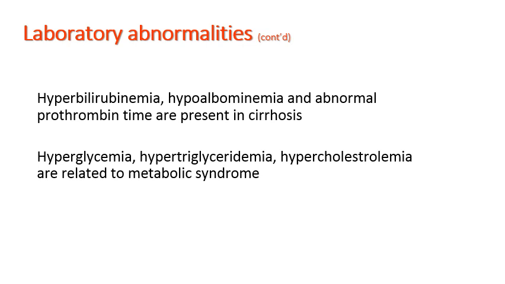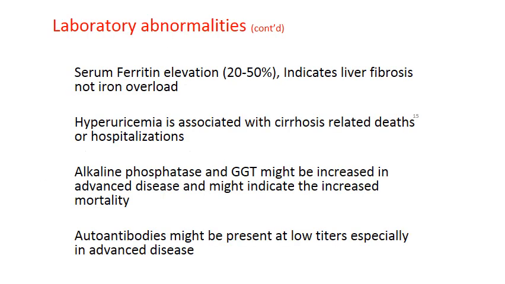Hyperglycemia, hypertriglyceridemia, hypercholesterolemia, which are related to the metabolic syndrome. Elevation of serum ferritin, 20 to 50%, indicates liver fibrosis, not iron overload. The presence of hyperuricemia is associated with cirrhosis-related deaths or hospitalizations. Alkaline phosphatase and gamma-GT might be increased in advanced disease and might indicate increased mortality.